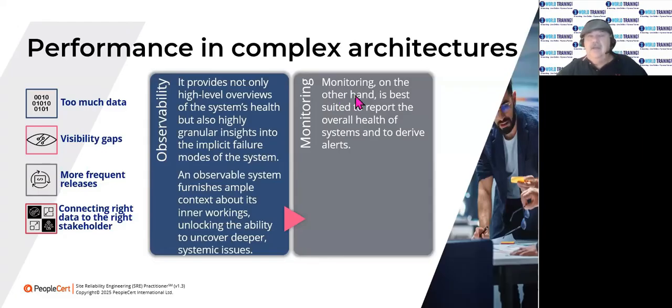Monitoring, on the other hand, and often you hear people talk about monitoring versus observability, which isn't exactly a correct way to say things, but nevertheless, monitoring, on the other hand, is best suited to report the overall health of the system and derive alerts. So we'll explain why that is. But what we'll also find out is that monitoring and observability really work hand in hand. Observability helps you get access to data that you may need to monitor, or you may need to use monitors to see. There's a lot of relationships.